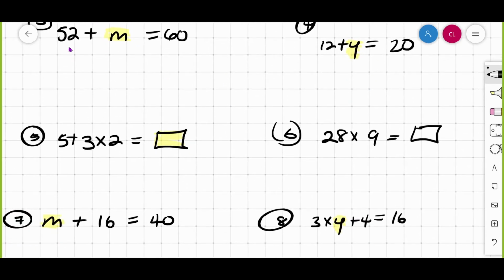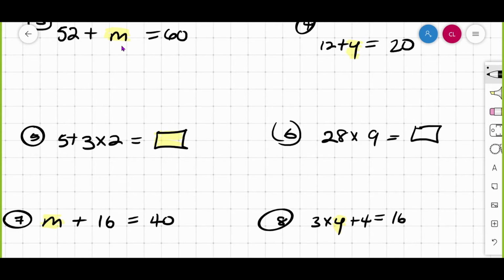All right, so let's go with this one. 52 plus m equals 60. That's m, not 8. I want you to read it as is on the screen. 52 plus m equals 60. And we need to solve for that number. We need to solve for m.